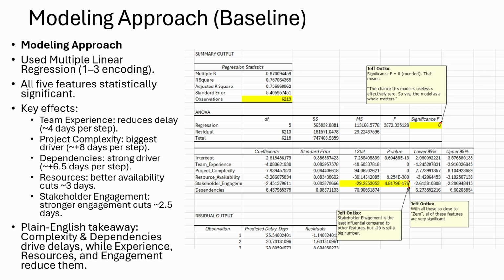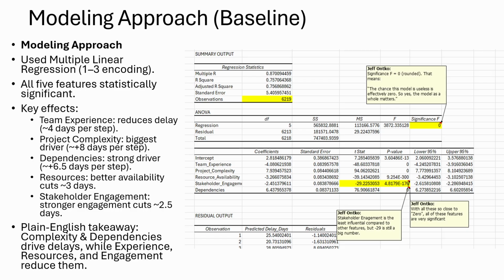Okay, so for the baseline, as I mentioned, the 1 through 3 encoding, as you can see on the results there with the coefficients, the t-stat and the p-value, as you go down the line for team experience, project complexity, resource availability, and so forth, team experience matters. Moving from low to medium and medium to high reduces project delays by about 4 days each step. Complexity is the biggest driver. That adds almost 8 extra days of delay. Dependencies are also huge. Resources and stakeholder engagement help. Better resource availability cuts it about 3 days.